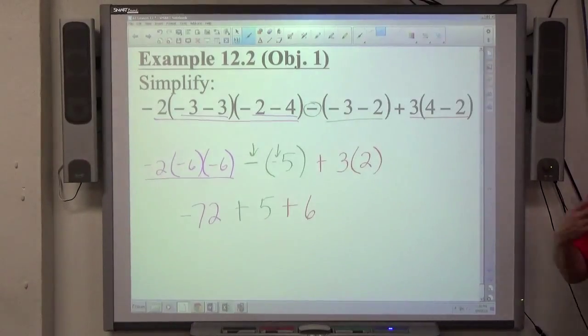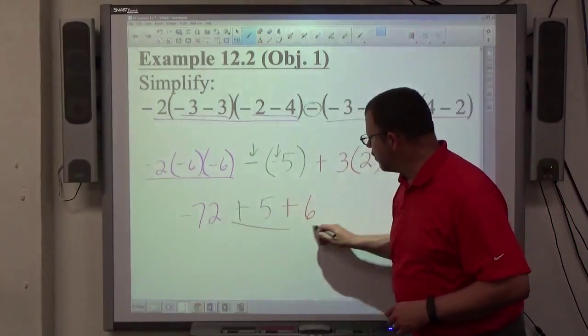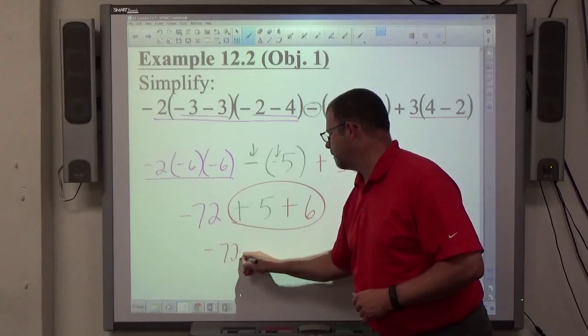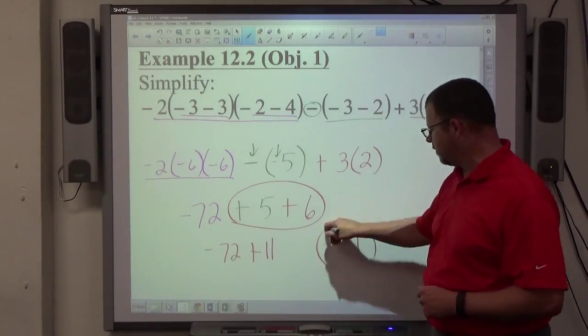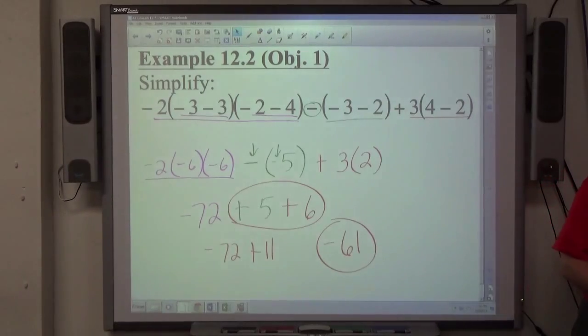You should be left with just addition, subtraction at this point. These two numbers make 11. And those signs are opposite, so I subtract. 72 is bigger, so it's negative. Negative 61 is the final answer.